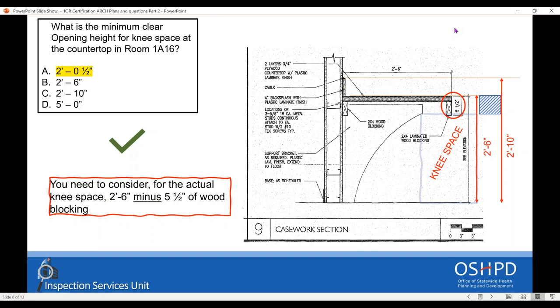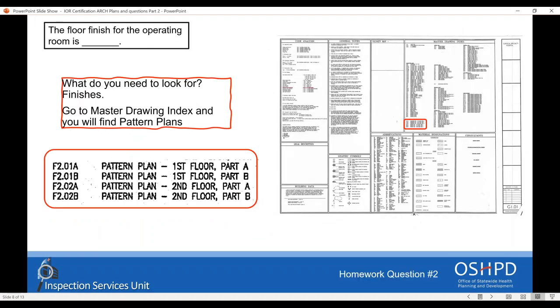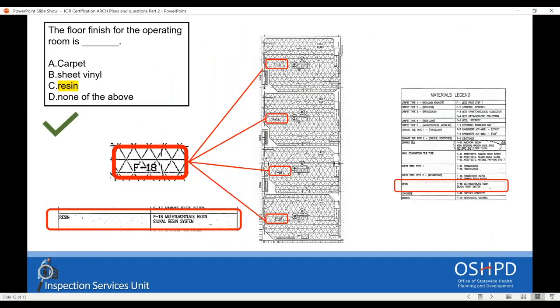My question is for the pattern plan on the second question that we just did. The pattern plan identifies not only interior finishes pertaining to the floor. What other finishes does it identify if I'm going with the pattern plan?